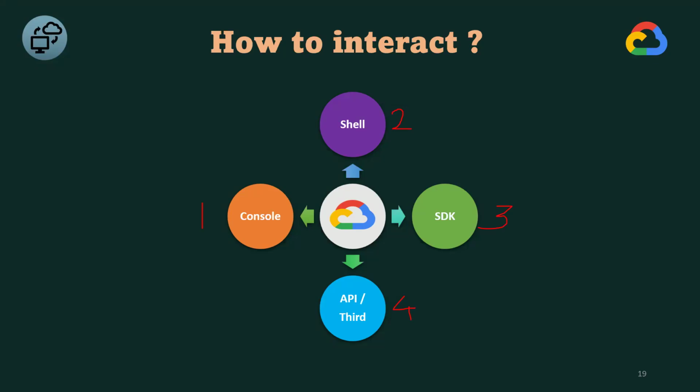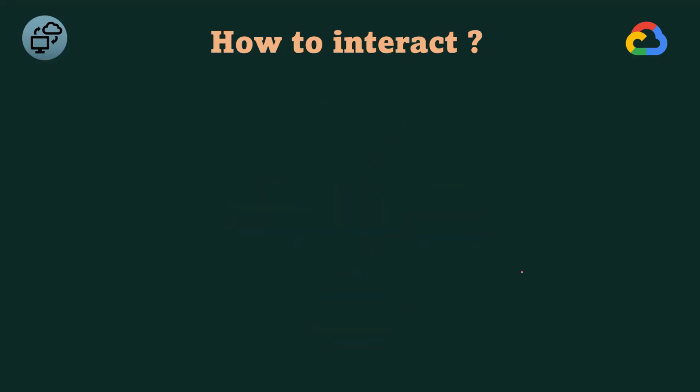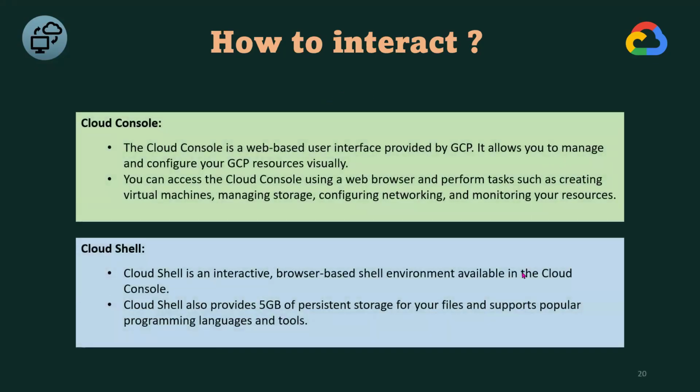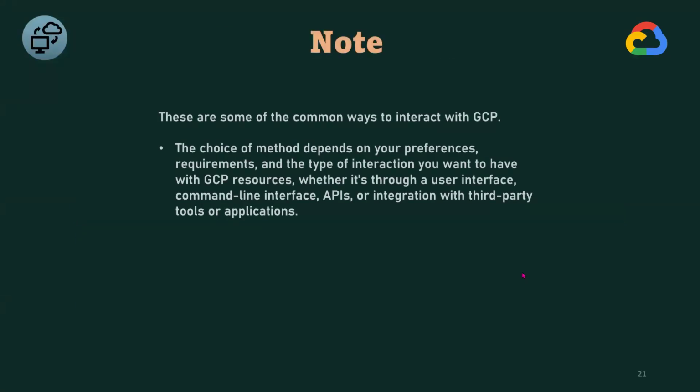Okay, great. I am going to take up the next thing. This is what we have seen: what is Cloud Console, what is Cloud Shell. And there's a note. These are some of the common ways to interact with the GCP services. The choice of method depends on your preferences, requirements, and the type of interaction that you want to have with the GCP resources, whether it is through a user interface, a command line interface, APIs, or integration with third-party tools or applications.